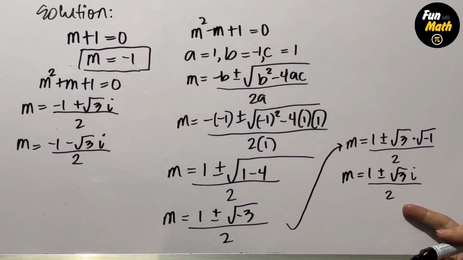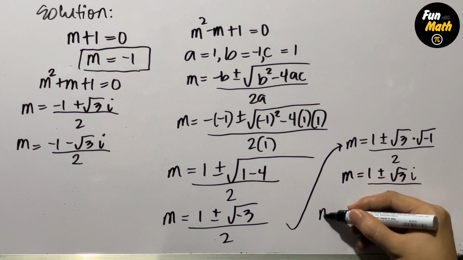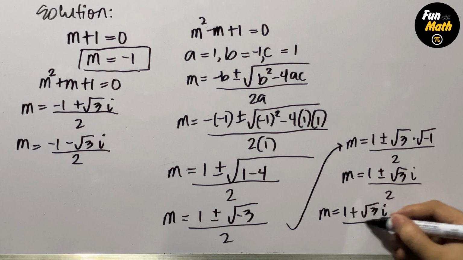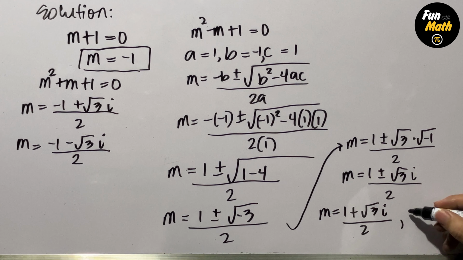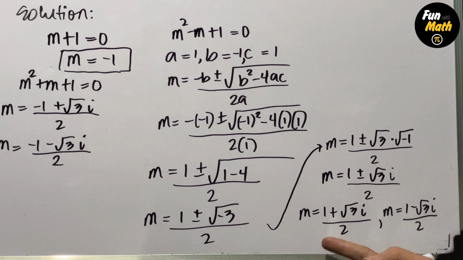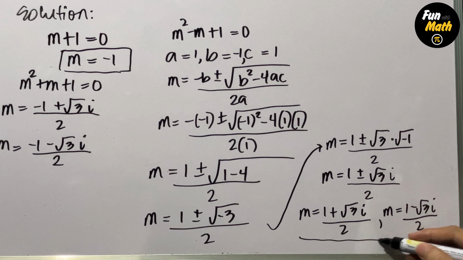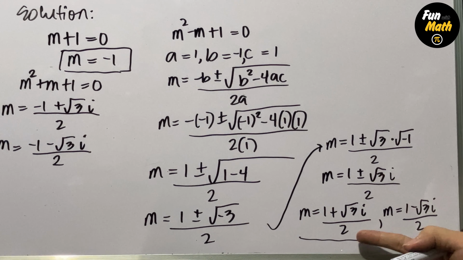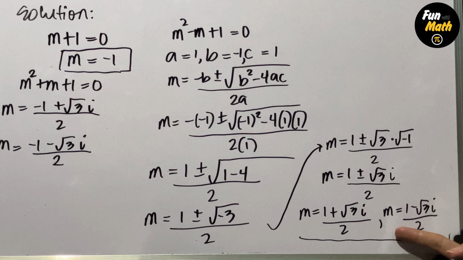Now for this, we can have two values of m. First, m is equal to 1 plus square root of 3i all over 2. Another one is m equals 1 minus square root of 3i all over 2. So these are the two remaining values of m. Again, m is equal to 1 plus square root of 3i all over 2. Another is m is equal to 1 minus square root of 3i all over 2.